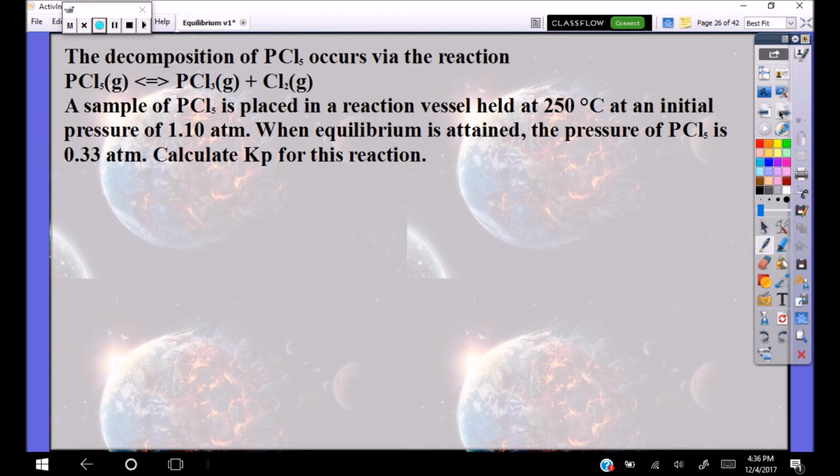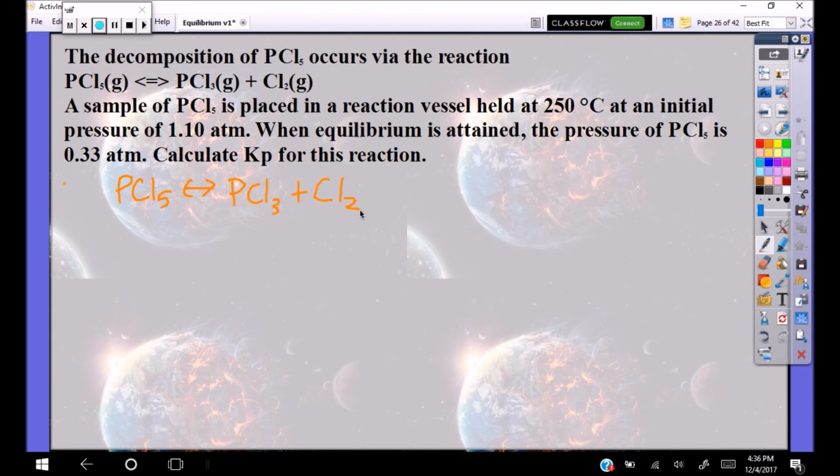All right, let's do one more. The decomposition of PCl5 occurs via this reaction. It's placed in a reaction vessel held at 250 and has an initial pressure of 1.10 atmosphere. And then when equilibrium is attained, the pressure is 0.33 atm. And they want us to calculate our Kp. All right, so let's do our table. PCl5, and we got PCl3 and Cl2.